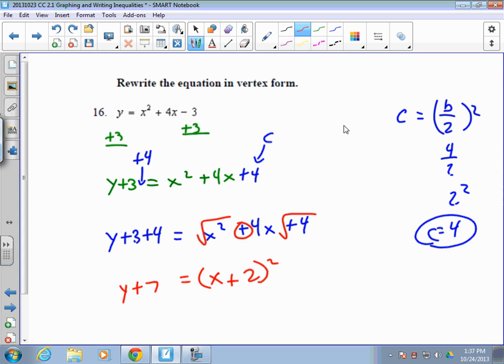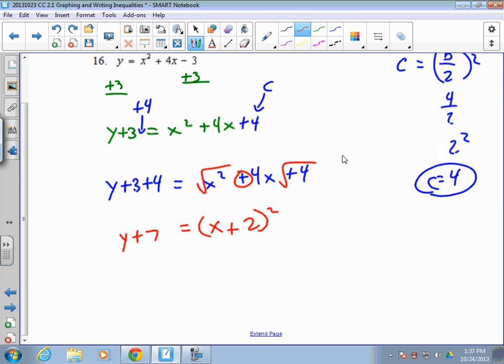All you need to do is get y by itself again. So take y plus 7 and subtract 7 from it. Do the same thing to the right side. Y equals x plus 2 squared minus 7. That is vertex form.